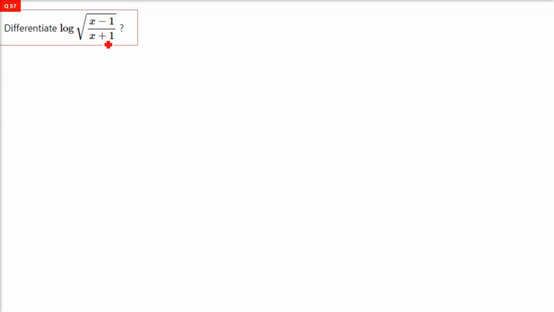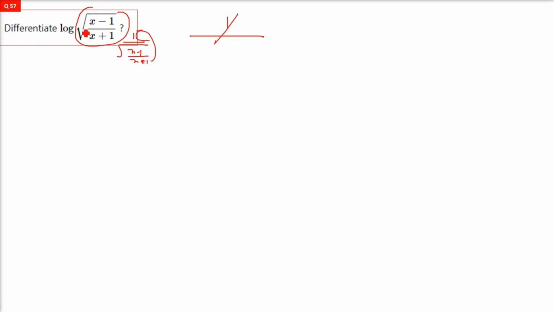Differentiate log of this under root x minus 1 by x plus 1. So this kind of question we have already done. So if you just want to skip, you can skip. But just for the sake of completion, log of anything will be 1 by that thing. So when this 1 by under root x minus 1, under root x plus 1 will go, this under root x plus 1 will ultimately go to the numerator.